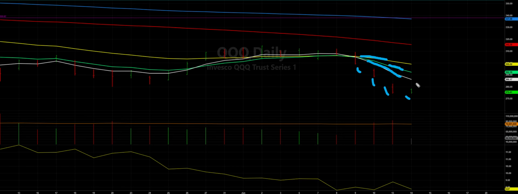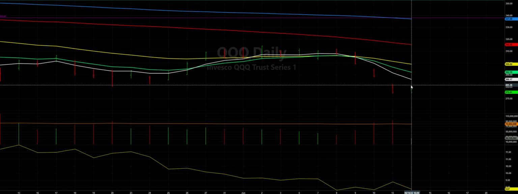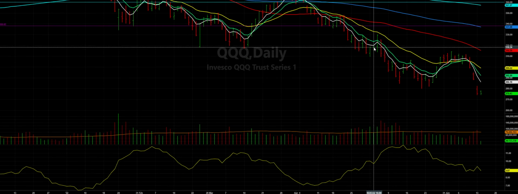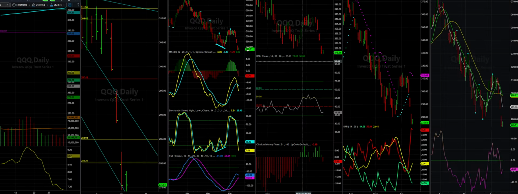You've got a downward trending 5-day moving average. It's nothing to talk about. Until that changes, it's nothing to talk about. We need to see prices get back above this downward trending 5-day moving average. And if that doesn't happen, there's nothing to discuss. So this is a daily chart of QQQs.